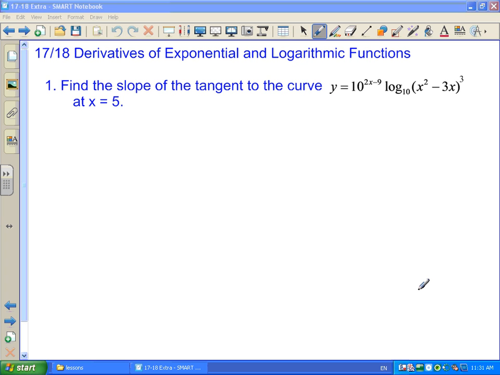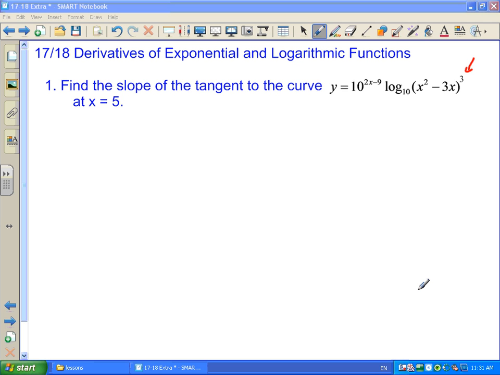Okay, so these are just some extra questions from Unit 1718, where we're still looking at derivatives of exponential and logarithmic functions. So we've got 3 questions here that we're going to go through. The first one here, find the slope of the tangent to the curve, and we've got this function written out here. Make sure you've added the exponent 3 here onto the argument of the log function, and we want to find this at x equals 5.